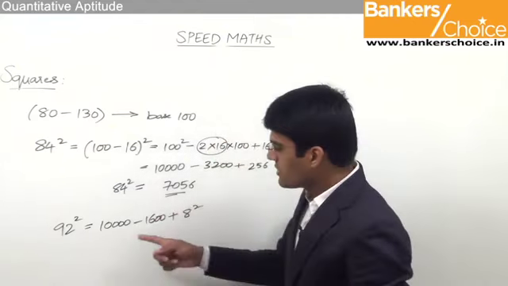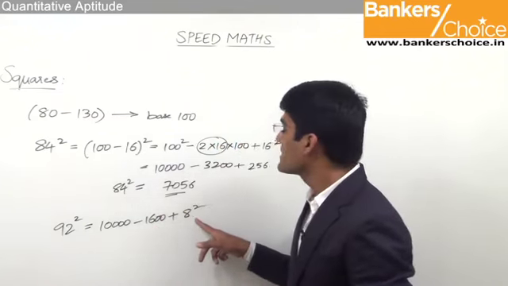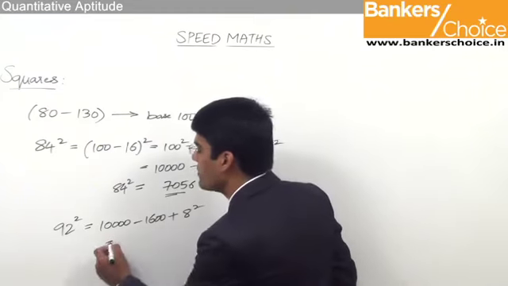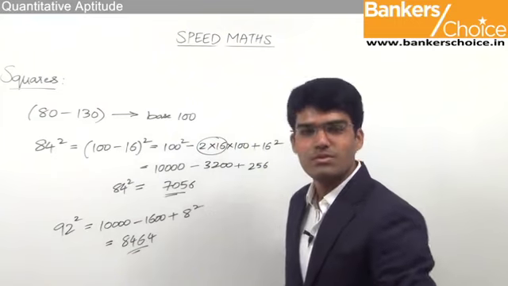Plus 8 square. So 10,000 minus 1600 is 8,400. 8,400 plus 8 square, which is 64, so this will be equal to 8,464. So this is what 92 square is.